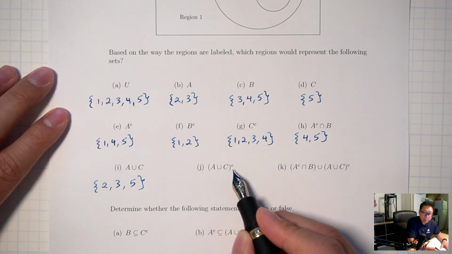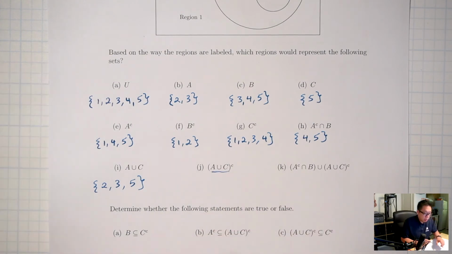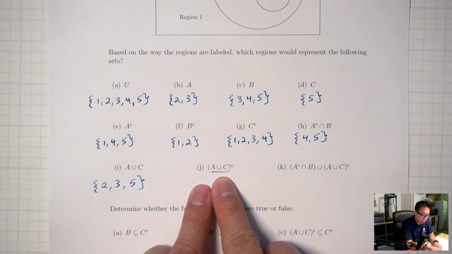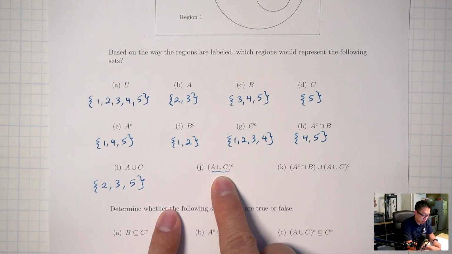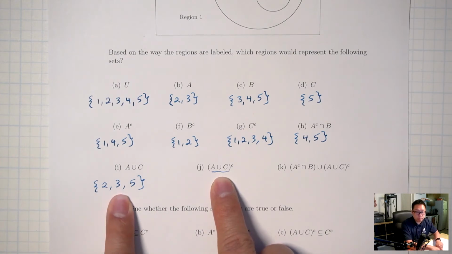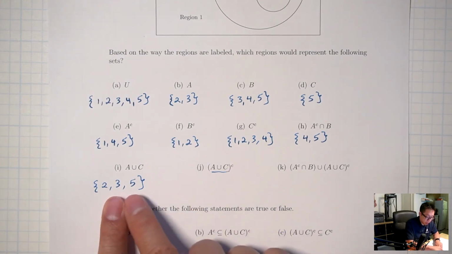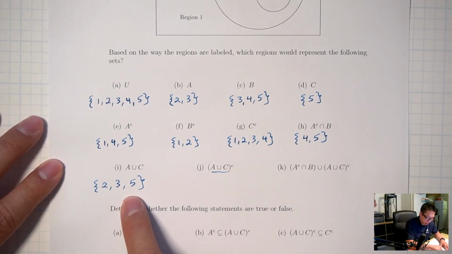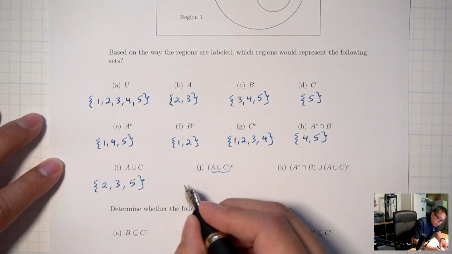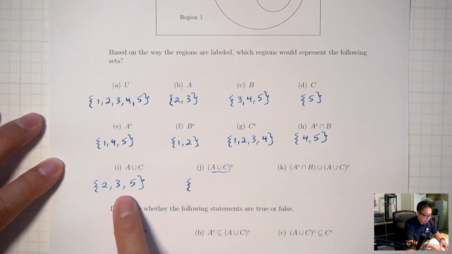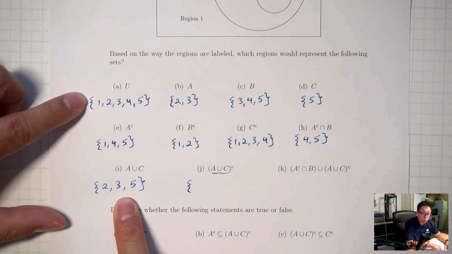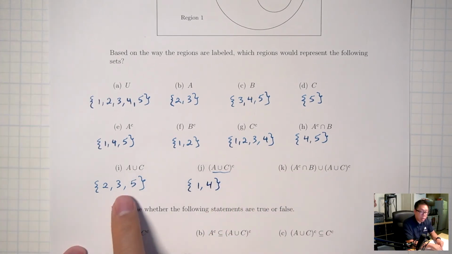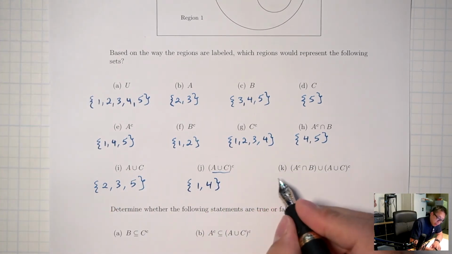Next, part J, this is A union C complement. So all this means is take the complement of what's inside, and what's inside should be one of the sets that we already did. So what's inside is A union C. Where's A union C? Right here, part I. So all this is asking is take the complement of this. So this is everything that's not in part I. So what numbers are not in part I? 1 and 4. Okay, so 1 and 4 are not in part I.